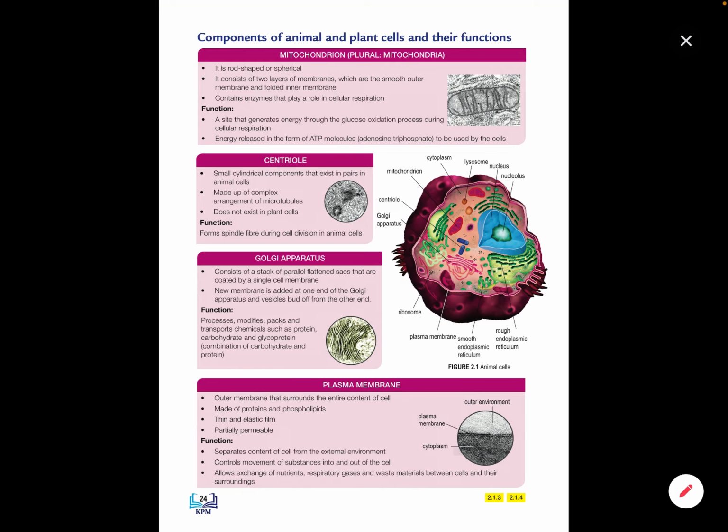Next is the Golgi Apparatus, and the Golgi Apparatus is one of the more complicated ones, in my opinion. But the main thing that you have to know is the word here, modifies. So if you see the word modify in objective, it's definitely Golgi, because no other example has modifying. But in case of subjective, you have to memorize the whole function. Processes, modifies, packs, and transports chemicals such as protein, carbohydrate, and glycoprotein.